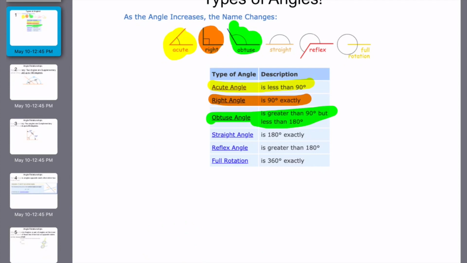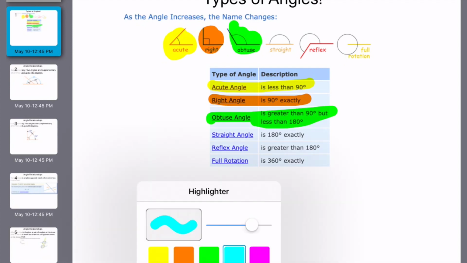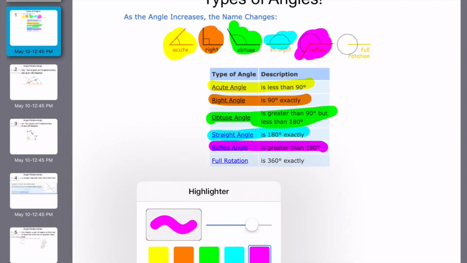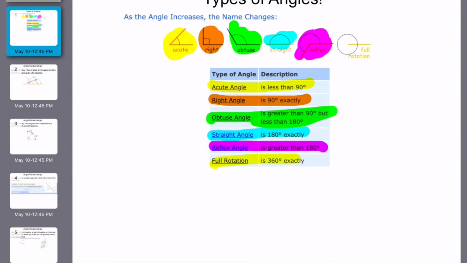And it's really important that we have that less than 180 because an angle that is exactly 180 degrees is a straight angle. A straight line is technically 180 degrees. A reflex angle is an angle that is greater than 180 degrees. We won't be working with reflex angles very much, but still good to know. And then a full rotation is exactly 360 degrees.